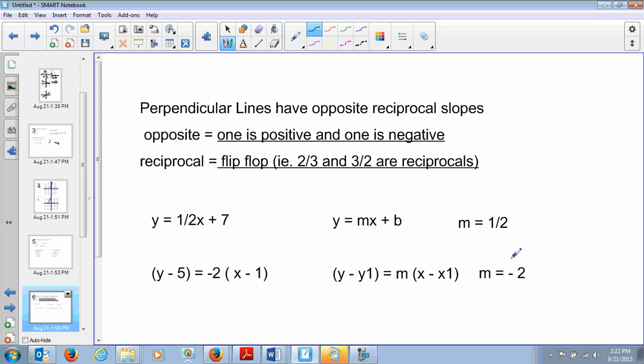Are they reciprocals? Well, this is 1 over 2, and that's just 2. But remember, what's underneath all whole numbers is a 1. So this slope is 1 over 2. This slope is 2 over 1. That one's positive. That one's negative. So these 2 lines are perpendicular, which means they intersect at right angles.